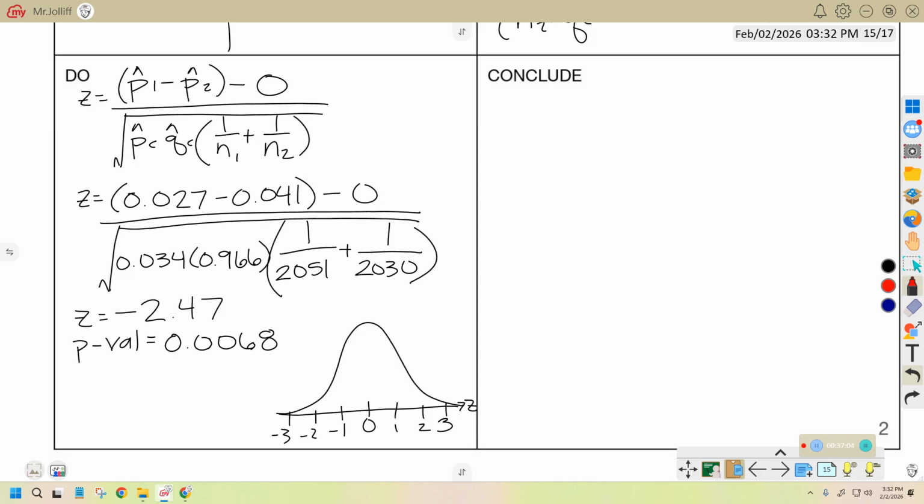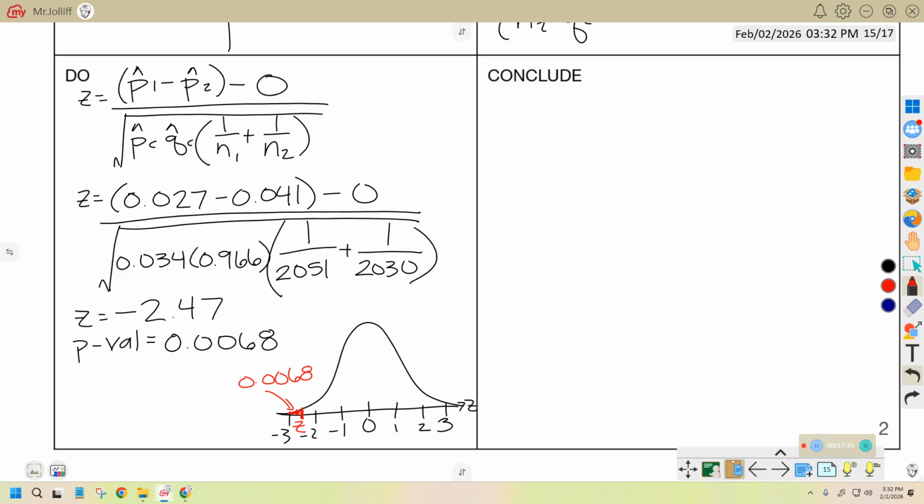We mark our test statistic. Negative 2.47 is between -2 and -3. I shade in the direction of the inequality in my alternative. It was a less than, so I shade to the left. And that little itty bitty area there should be 0.0068. That's my p-value. That's what it represents.